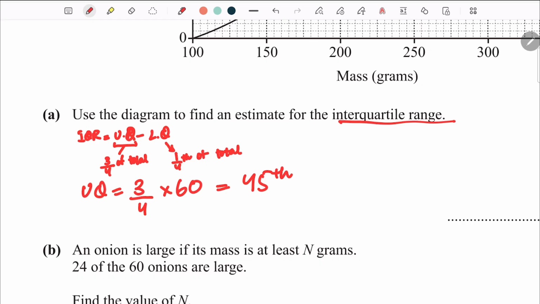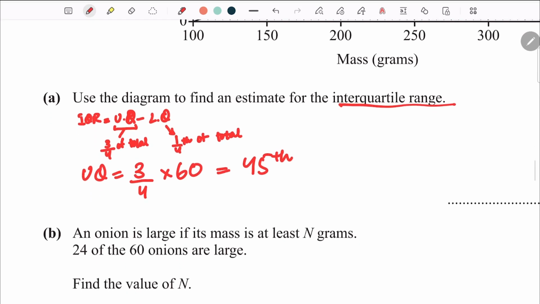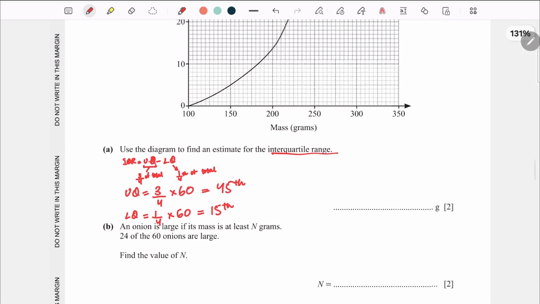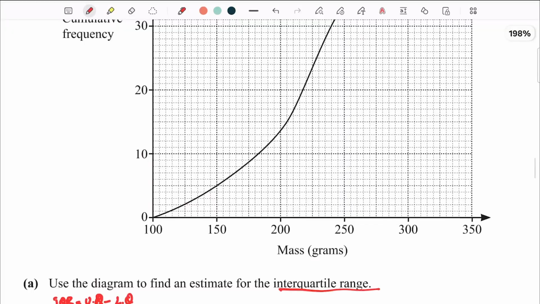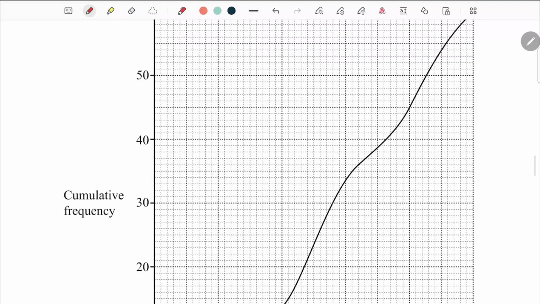So I'm going to check the 45th point on the cumulative frequency, that is on the y-axis, and lower quartile is 1/4 of 60, that will be equal to 15th position on the y-axis. So upper quartile on the 45th position. One small block on the y-axis represents 1. So 45 will be right here. This is 45.